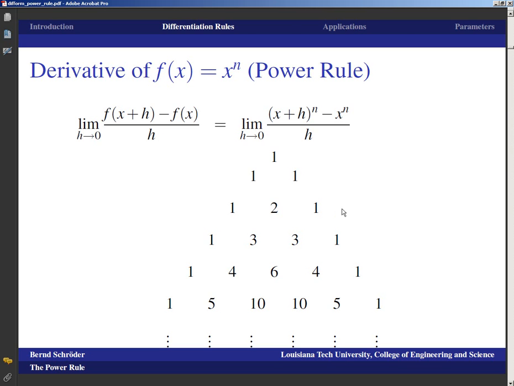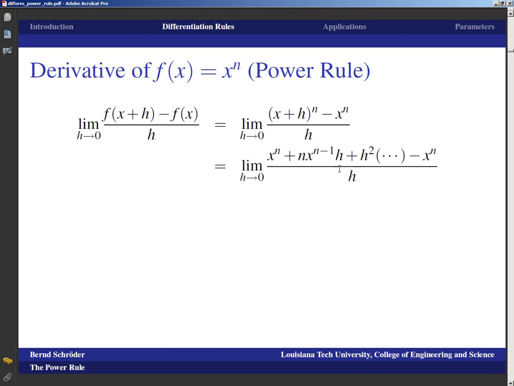And all the other terms have an h squared at least, and if it's got an h squared, we know from the experience we've got with difference quotients, most likely it's going to go away, and that's indeed the case. So what we can say is that this is the limit as h goes to 0 of x to the n plus n, that coefficient from Pascal's triangle, times x to the n minus 1 h, which is the pattern in which we're expanding the binomial, plus h squared times more terms minus x to the n.